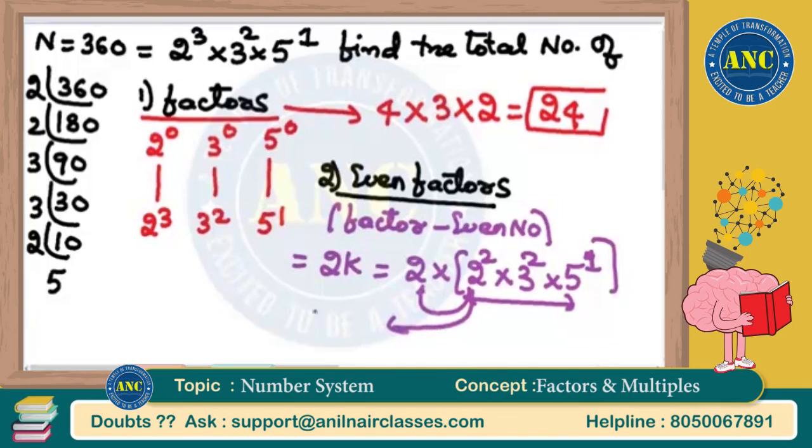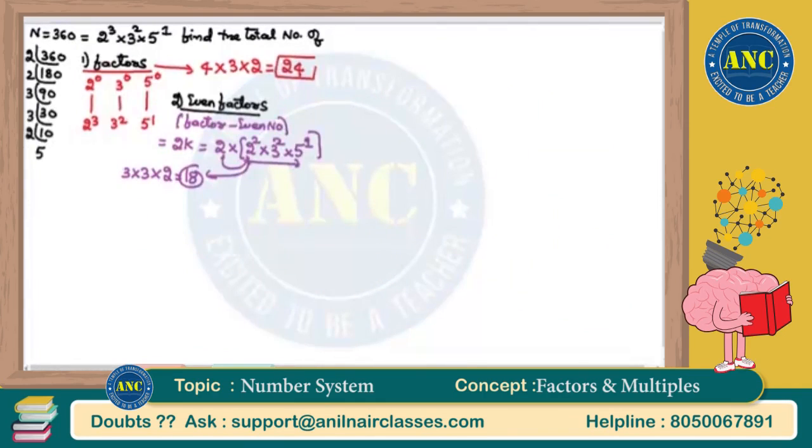How many factors are there for this number? 0 to 2 is 3, 0 to 2 is 3, 0 to 1 is 2. 3 threes are 9, 9 twos are 18. Total number of even factors is nothing but 18. Next comes the third question.